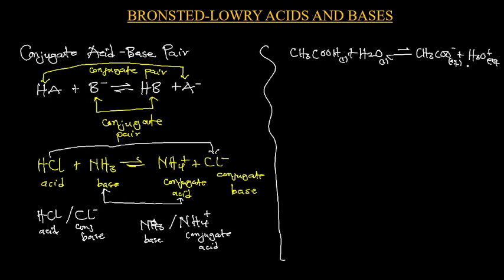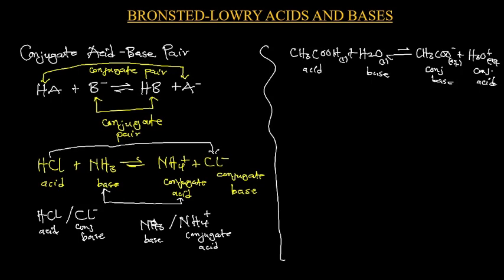So what do you think is the acid and what is its conjugate base? The acid is this acetic acid, and the conjugate base is going to be this. So these are conjugate base. Now, over here, water is a base, and the conjugate acid of water is H3O plus. So these are conjugate acid. Good.